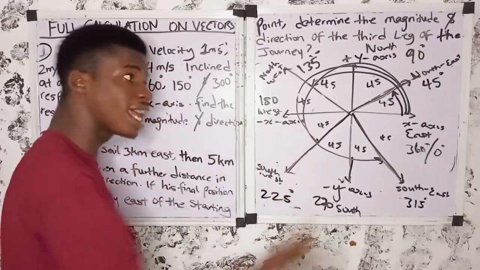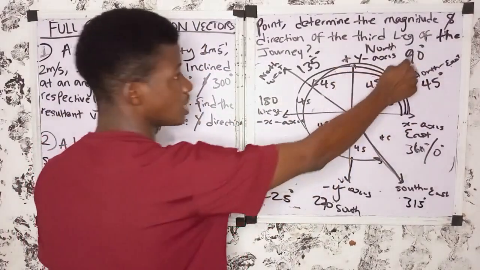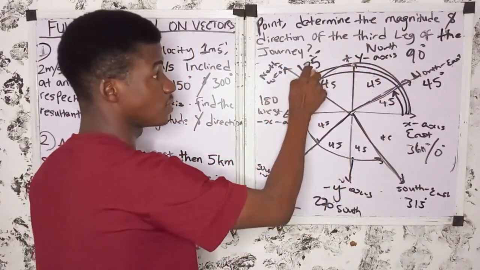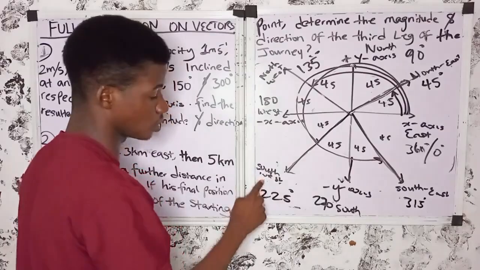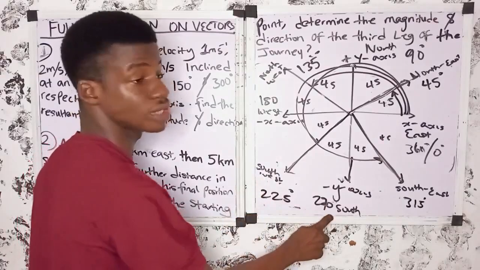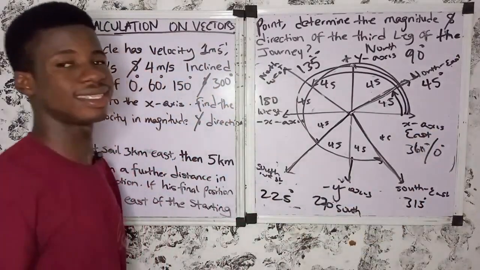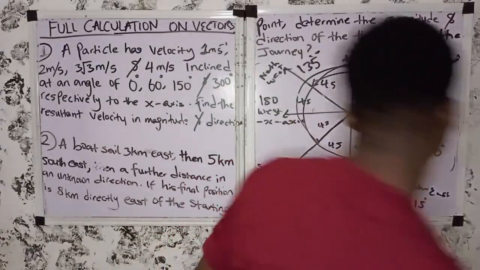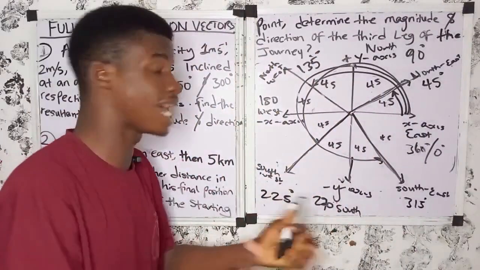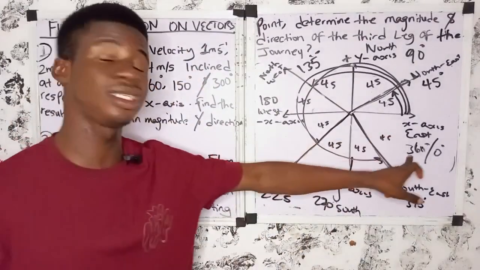So you just see that northeast is 45 degrees, north is 90 degrees, northwest is 135 degrees, west is 180 degrees, southwest is 225 degrees, south is 270 degrees, southeast is 315 degrees, while east is 360 degrees or 0 degrees. So it's very easy. If you don't know how I got it, just know these angles in your head.